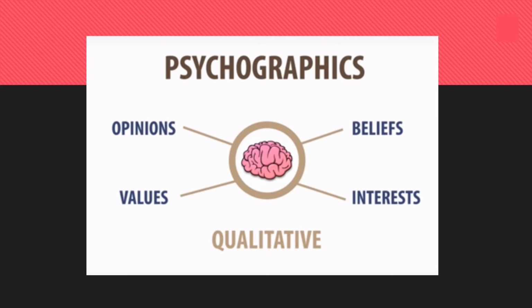So to summarize psychographics, it is people's opinions, beliefs, values and interests. And you get that from qualitative research. You can't really categorize people using multiple choice questions. You need to ask people what their beliefs are, what their opinions are and why, what the values are, what they are interested in, and why.